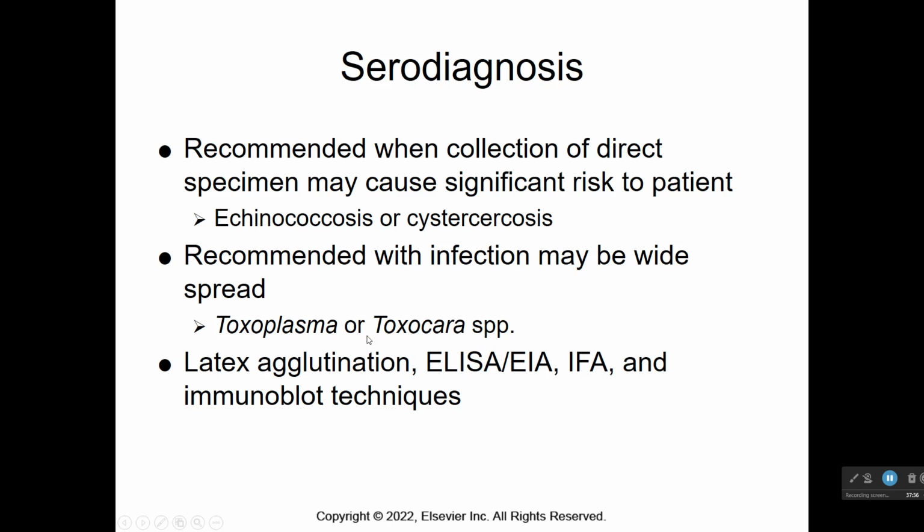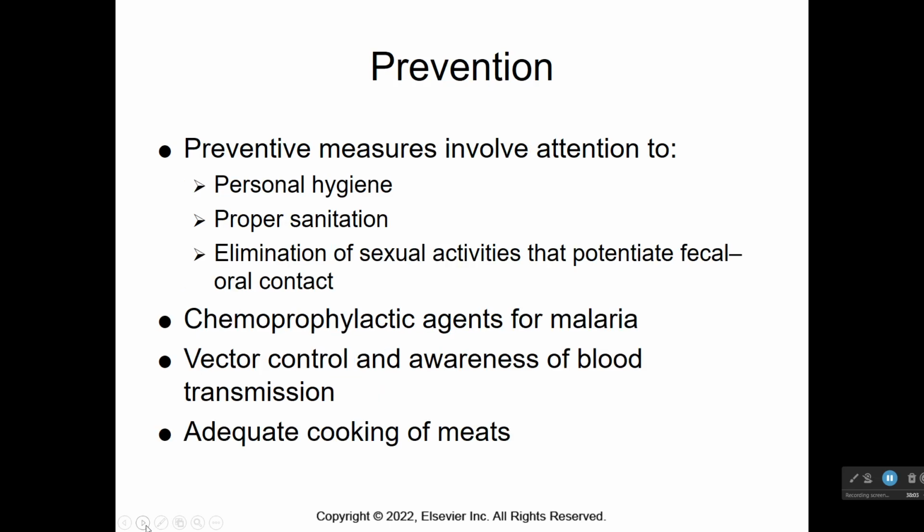With toxoplasma, sometimes it's recommended in case the infection is very widespread and you're trying to look at epidemiology and see where that has spread. So sometimes that can be used by the CDC. There's latex agglutination testing that does these, the ELISA, the EIA, the enzyme immunofluorescent assays, and the immunoblot techniques.